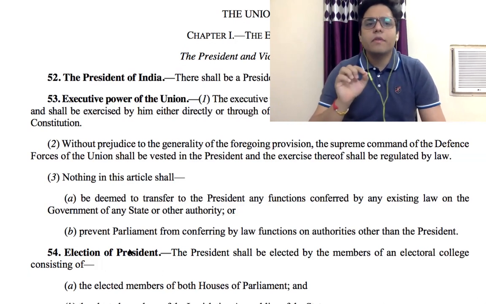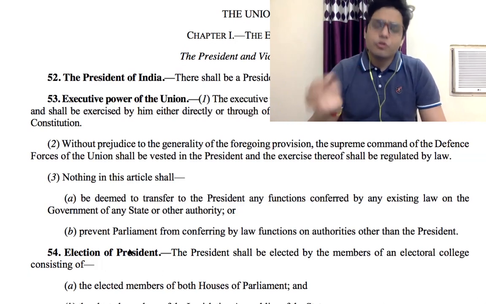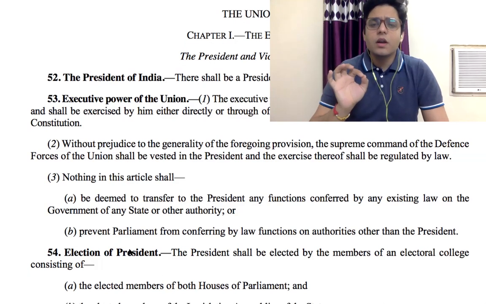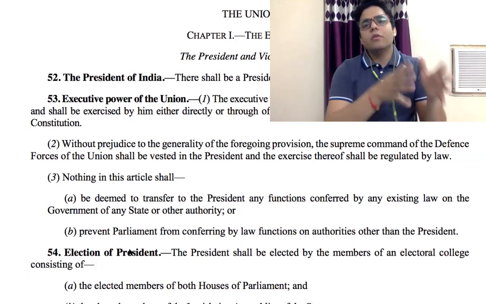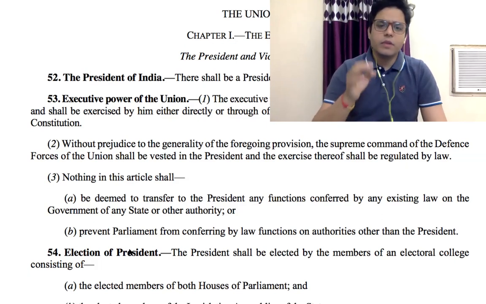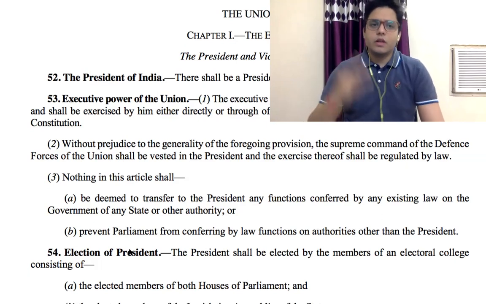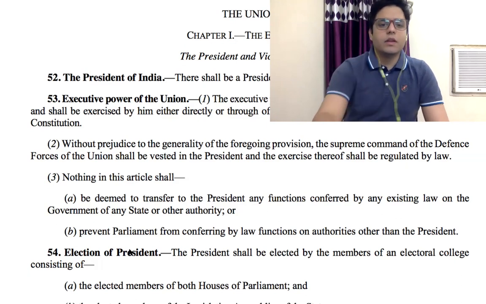So Article 53 sub-article 1, though it vests executive power in the president, will not come in the way of vesting other powers in other authorities. It is simply a cautionary matter. So those are the three sub-articles in Article 53 that we read.